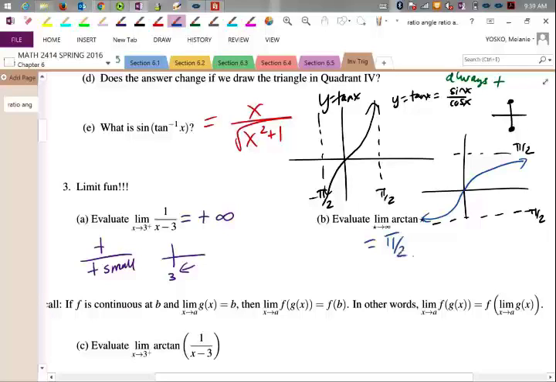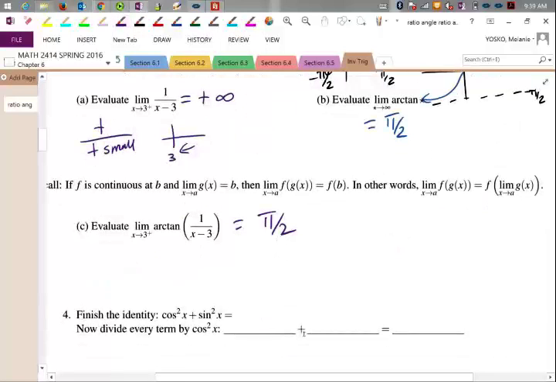Okay. So putting it all together, if I have the limit as x approaches 3 from the right of arctan of this part I did earlier, 1 over x minus 3, you see that arctan is still approaching infinity? Yes or no? So what's this answer? Pi over 2. And that may not be as important.